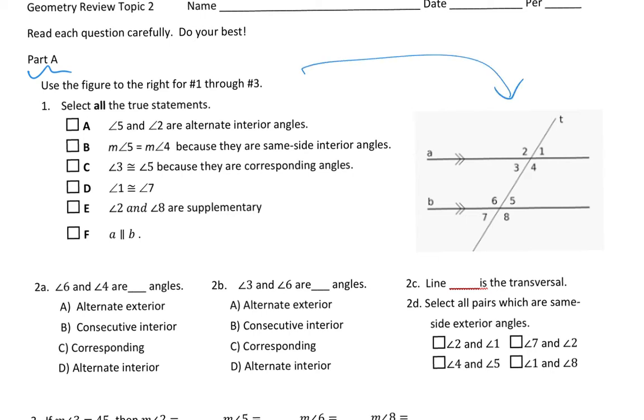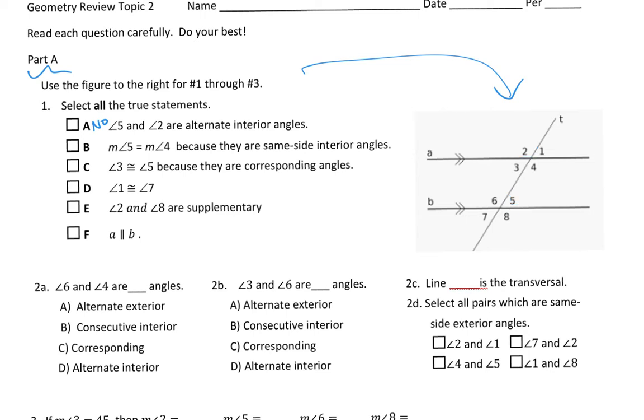First of all, it says angle 5 and angle 2 are alternate interior. Let's see. Angle 5 and angle 2 are definitely not alternate interior angles. In fact, angle 2 is not interior at all. So I'm going to go with no. They're not alternate interior angles, and I wouldn't have a name for that angle pair. They're just random angles.